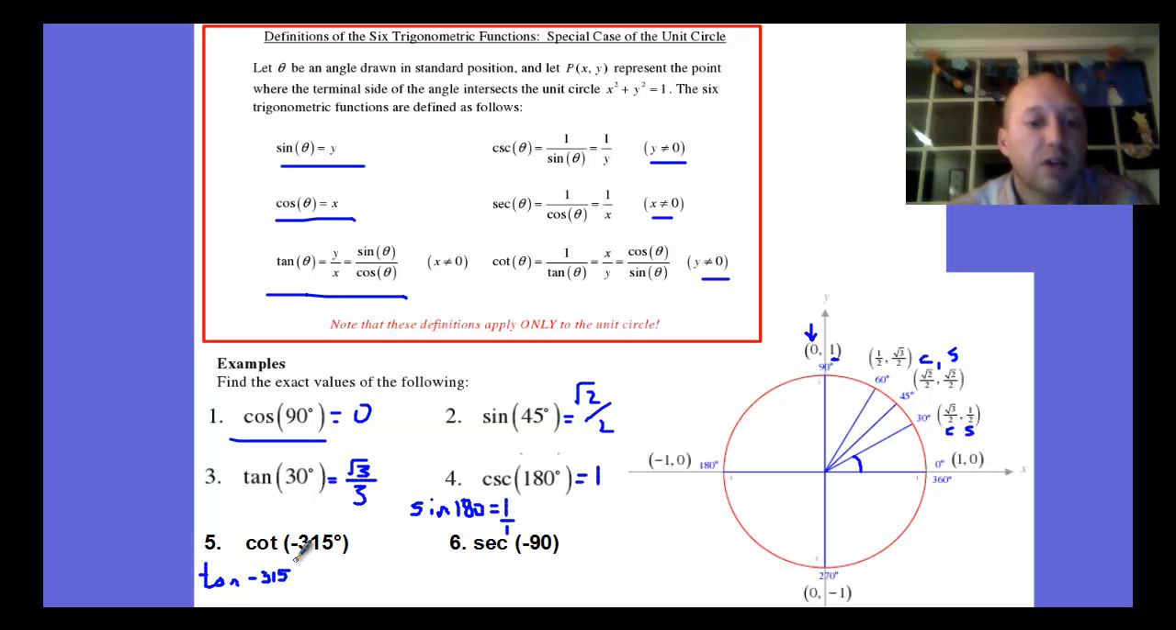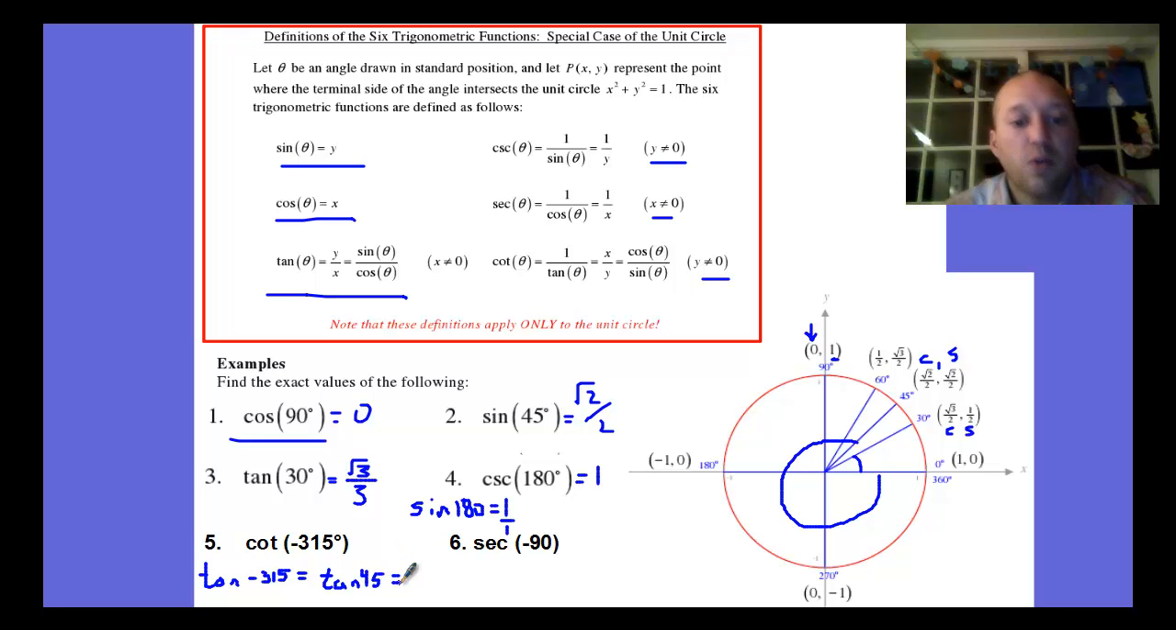Cotangent is the reciprocal of tangent, so let's find the tangent of negative 315. Now wait a minute here. Where in the world is negative 315? So negative 315 is going the opposite direction, 315 degrees. So we have 45 degrees left over before we hit 360. So we're at the same spot as 45. This is the same thing as the tangent of 45 degrees.